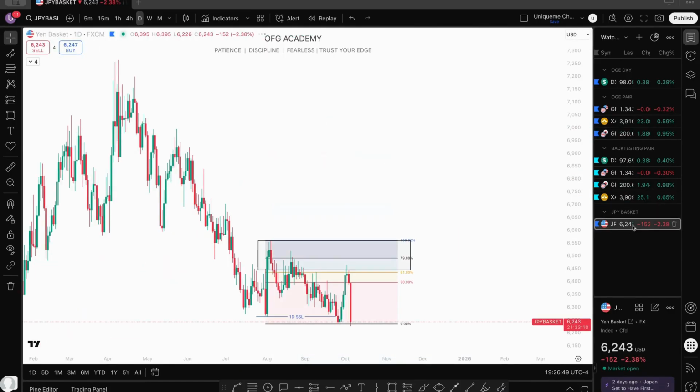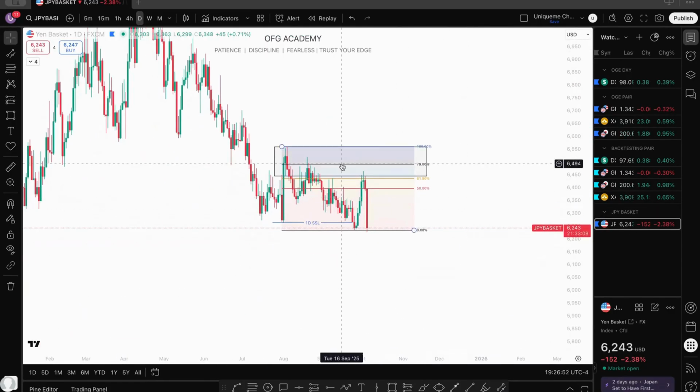But in the JPY, that's JPY basket, for any pair that is associated with JPY, we're expecting more sales to happen on this pair. More of a sell scenario, more of sales to clear the low, which has actually done. It has cleared the low already. Let's see what will happen.